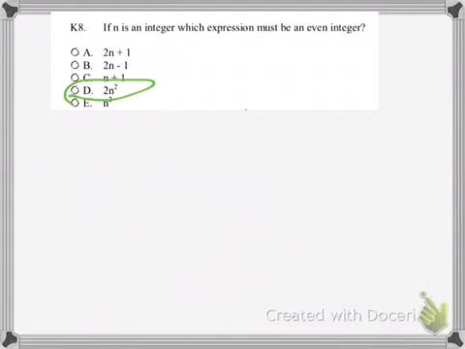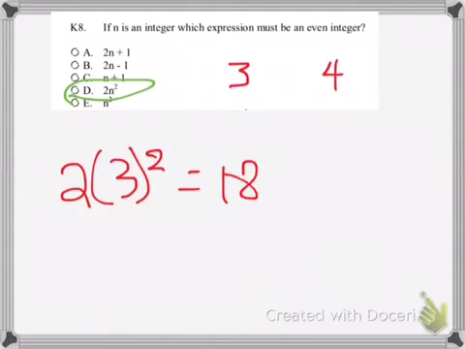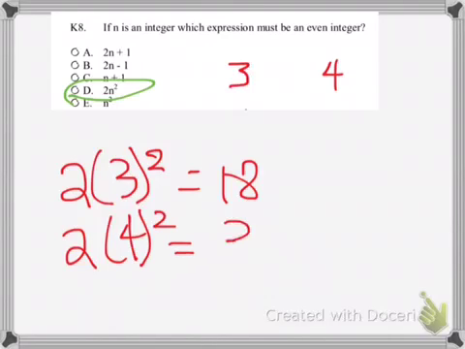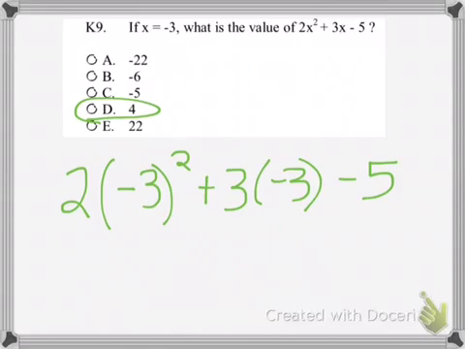Number 8, if n is an integer, which expression must be an even integer? The easiest way to do this is to use an odd integer and an even integer. We could let our odd integer be 3 and our even integer be 4. And if you test them out and see which one always gives you an even number, it's going to be D, 2 times n squared. Because if I multiply 2 times 3 squared, that's going to give me 18. And if I multiply 2 times 4 squared, that's going to give me 32. And both times I end up with an even integer. If you test out the other ones, you'll see that you don't always end up with an even integer.